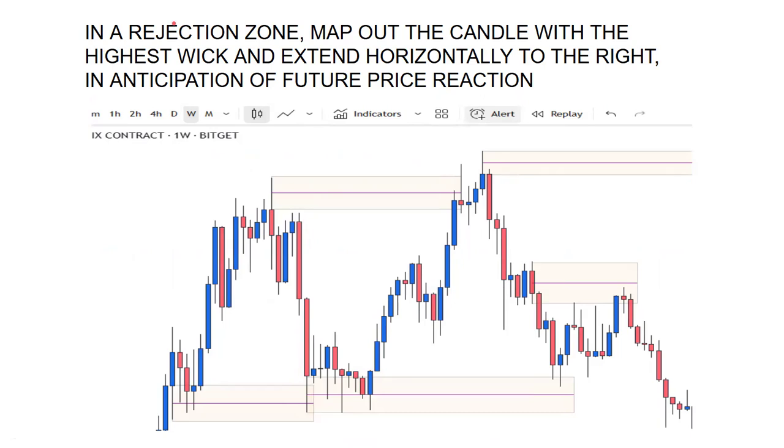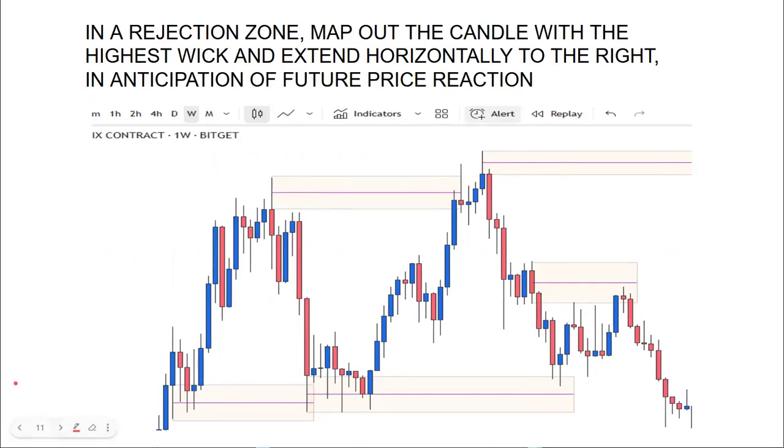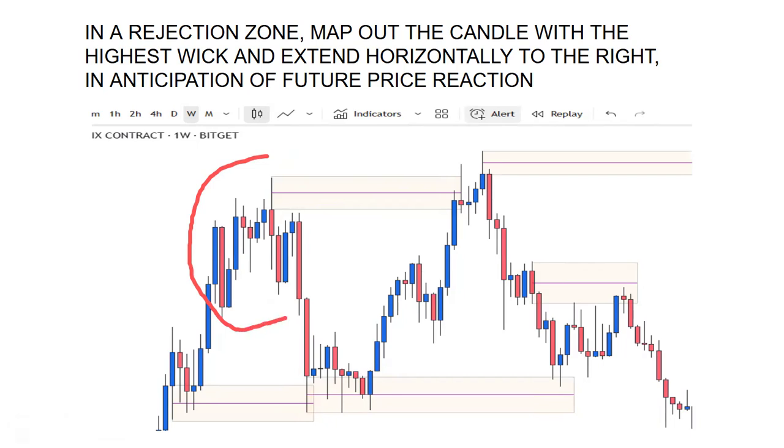Now, what is a rejection zone? This zone you are seeing here is called a rejection zone. It's a very huge zone, but this zone is called a rejection zone. It's a zone that price rejected from and then displaced to the other side. So it's called what? Rejection zone.